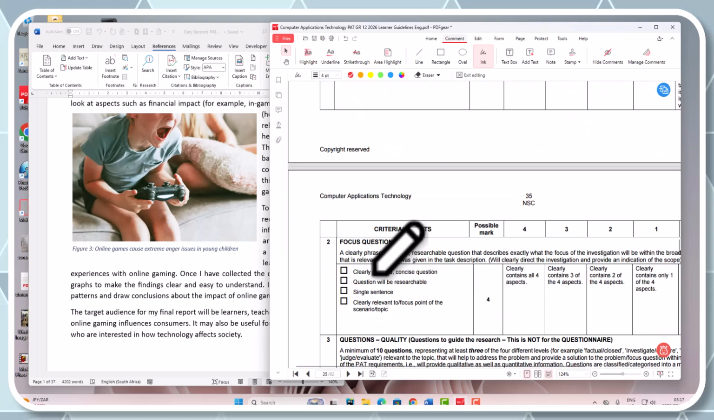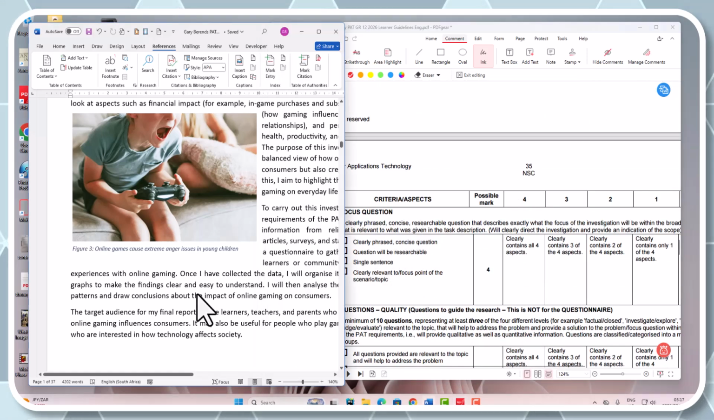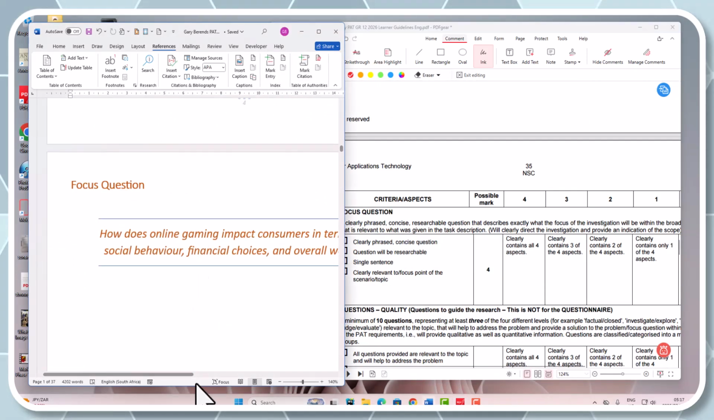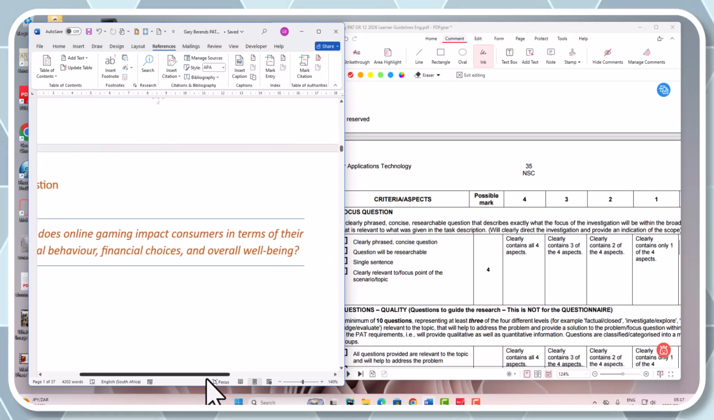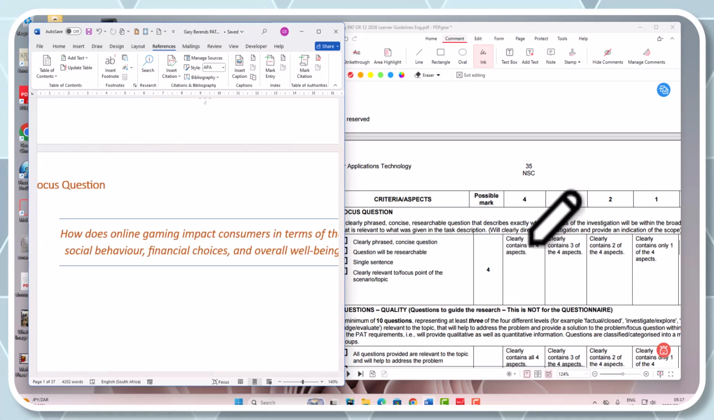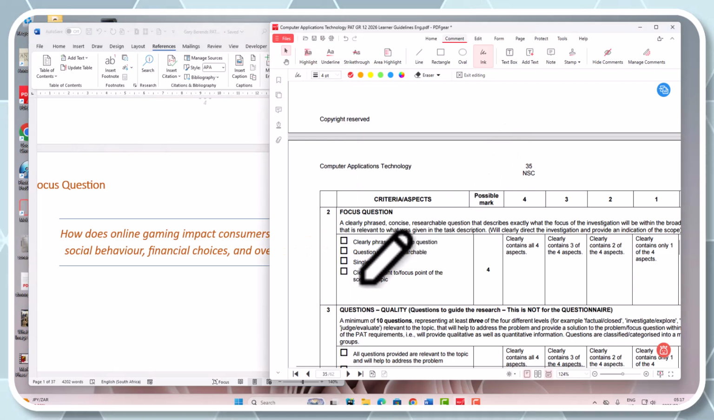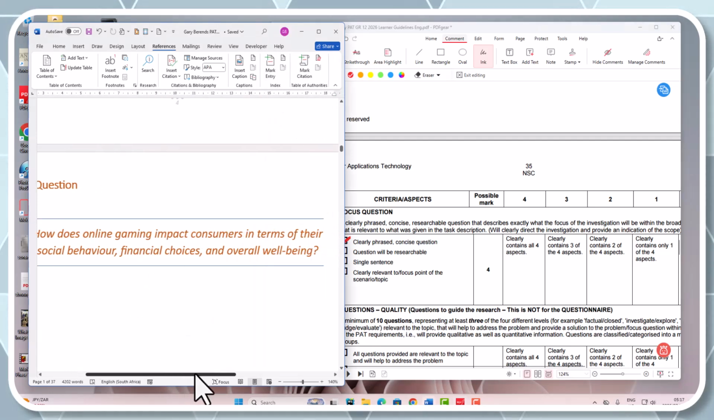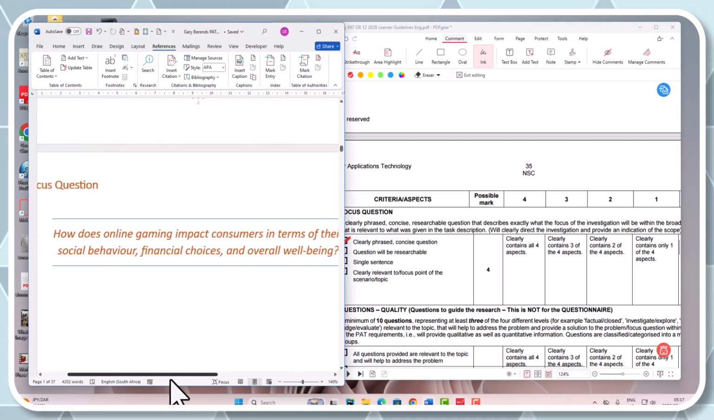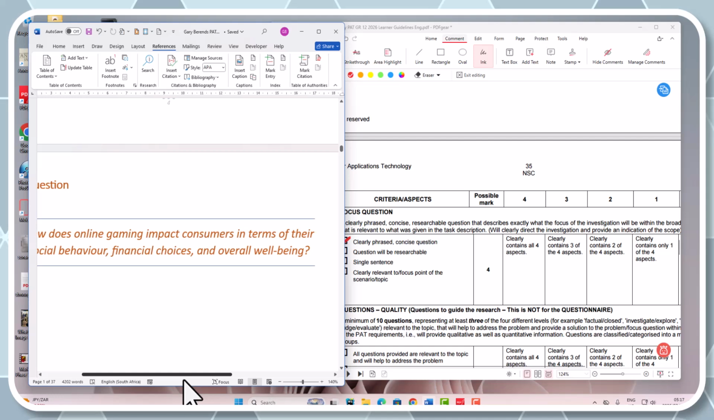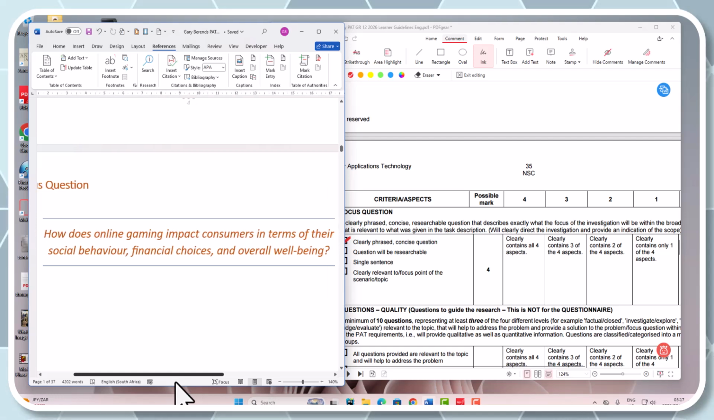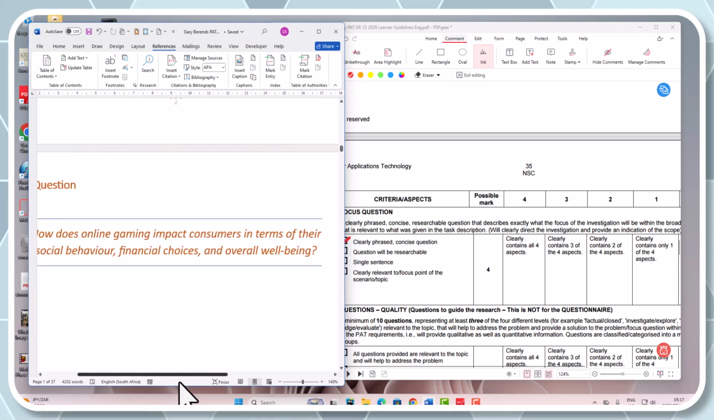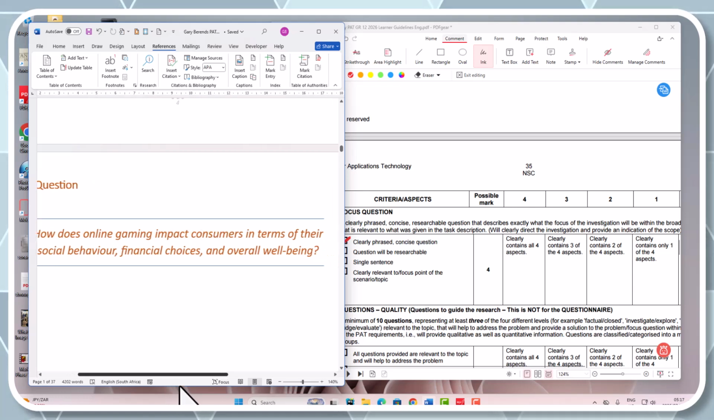Okay, right, let's go on here to the focus question now, on the next page here. And this had to be a question, guys. It clearly contains all 4 aspects, so that's quite important on the focus question. Is it clearly phrased and is it a concise question? You can see there that it is. How does online gaming impact consumers in terms of their social behavior, financial choices, and overall well-being?